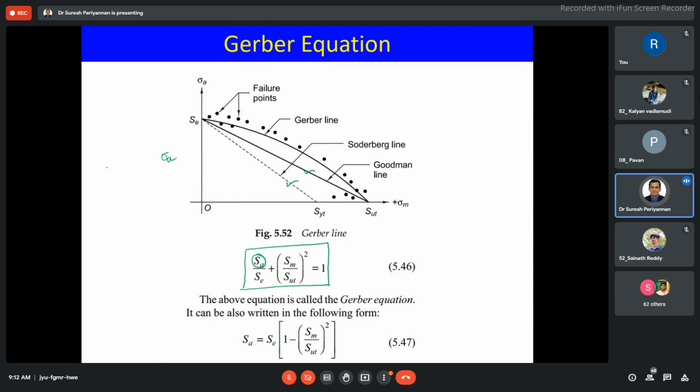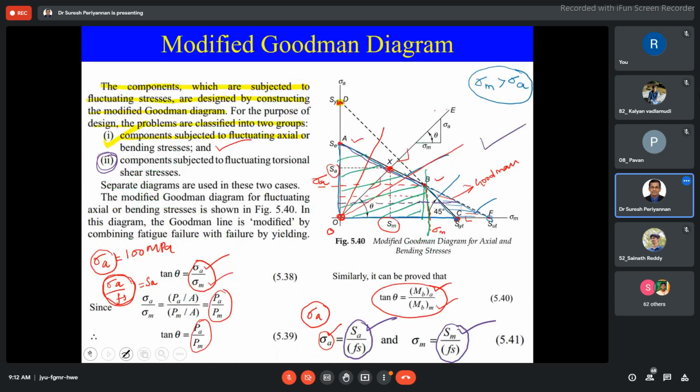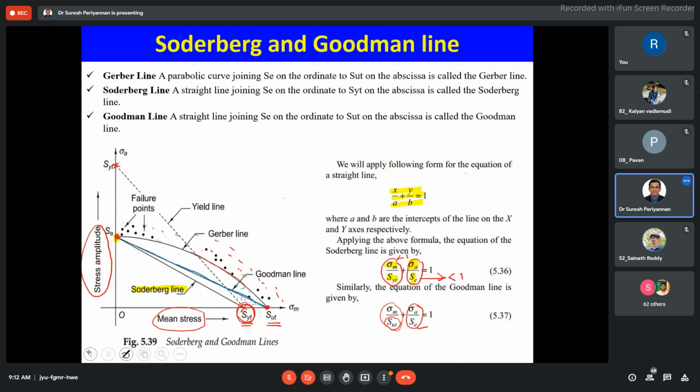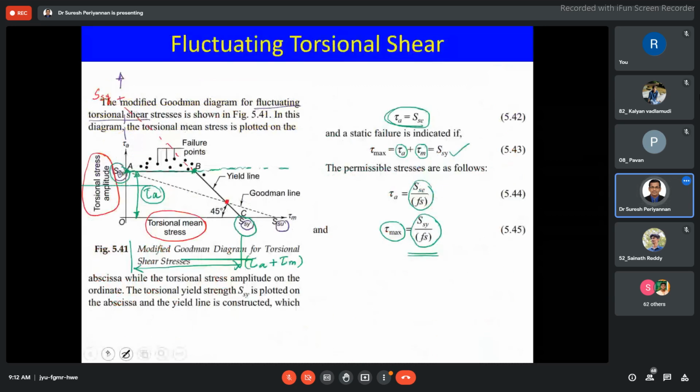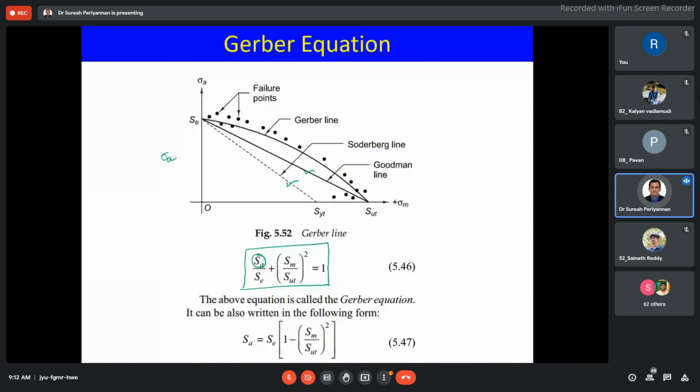What is SA? We discussed it already here. SA is nothing but our sigma A into Fs. Now, he considered SA at the axial load condition. SM is the mean stress amplitude on the x-axis, then SM by SUT whole squared, because this is a non-linear theory. But why is the square term considered here?